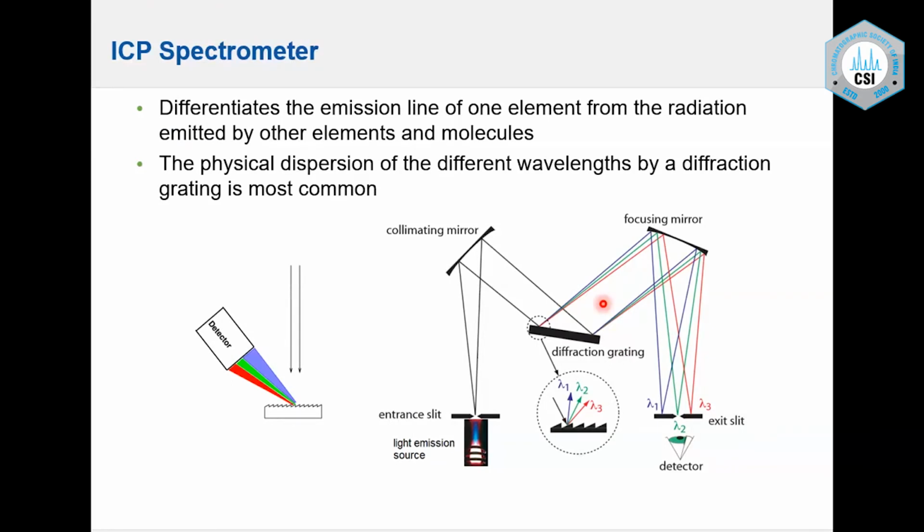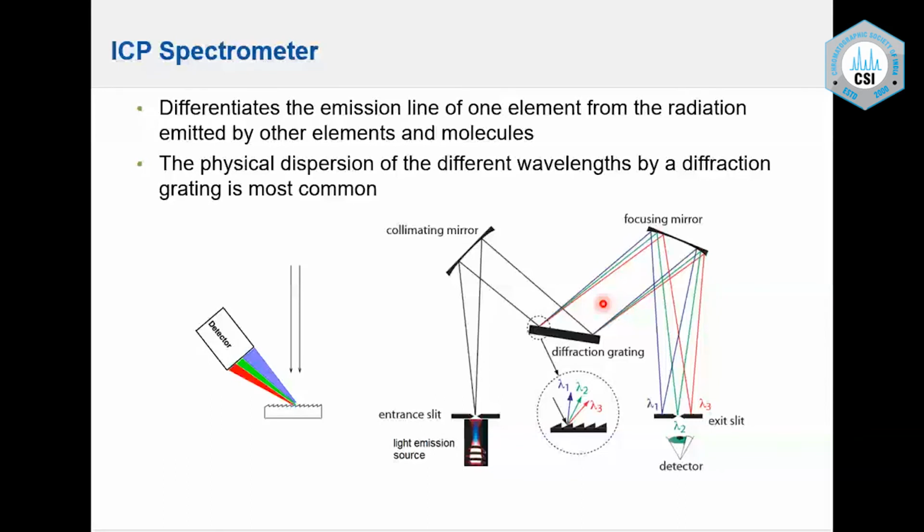Sorry for the interruption. Just for the advantage of the people who are attending, it may be interesting to say what the temperature of the plasma is. It's around 7,500 degrees? The temperature of plasma varies from almost 6,000 Kelvin to 10,000 Kelvin, but normally the atomization temperature is 6,500. So the atomization happens at that temperature and the elements give their characteristic light.